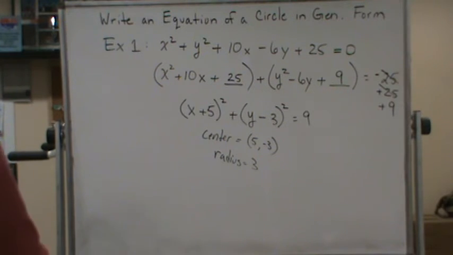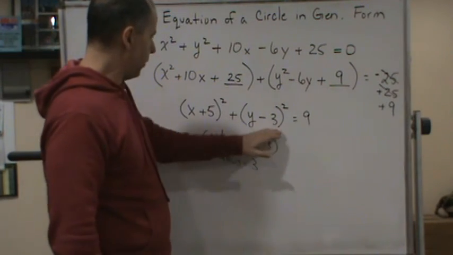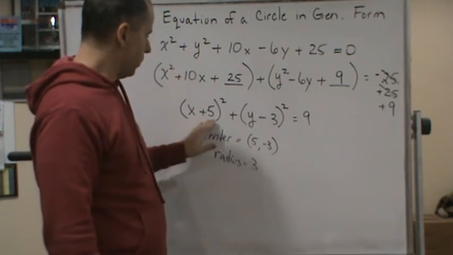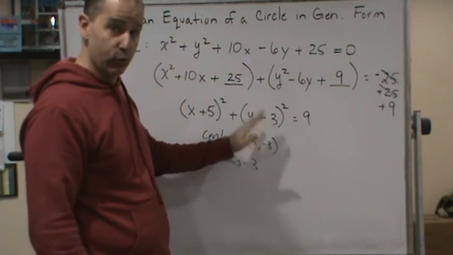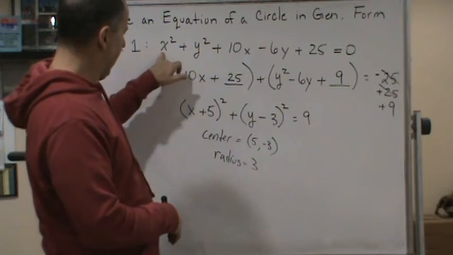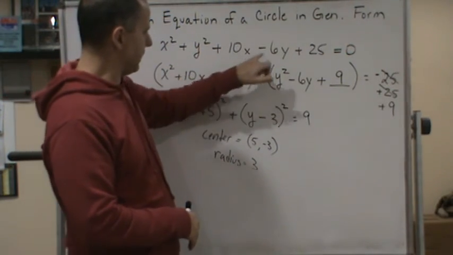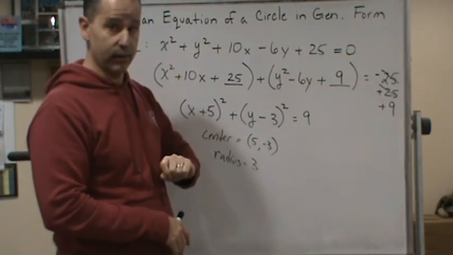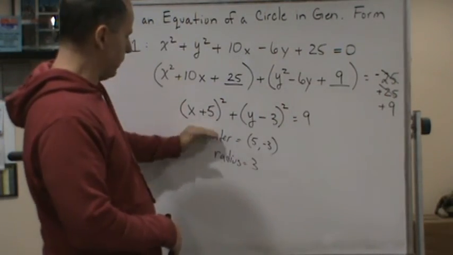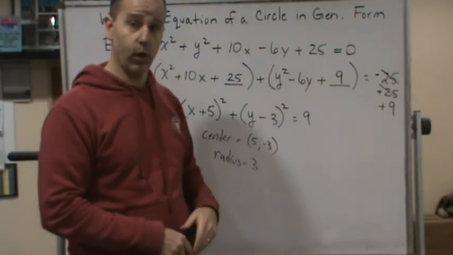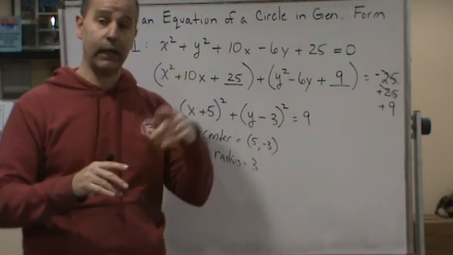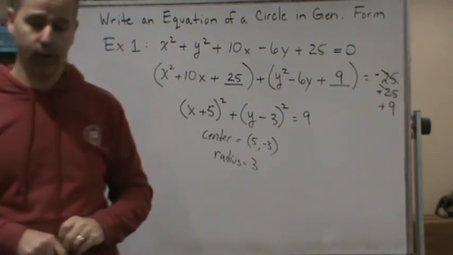So, going from standard form to general form is easier because there's less work. You just expand everything out, collect like terms, and group them the way you're supposed to: x and y squares here, x and y terms here, and then the constant, and then equal to 0. Going from general form to standard form requires a little bit more work. You have to complete the square. Just make sure you don't lose track of what you're adding to the other side.